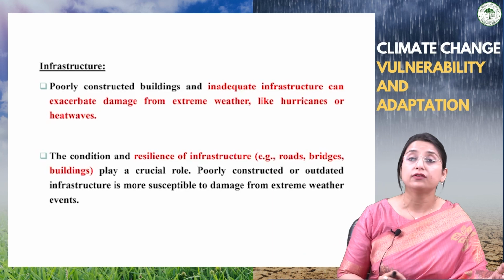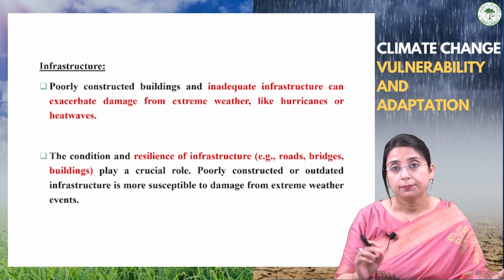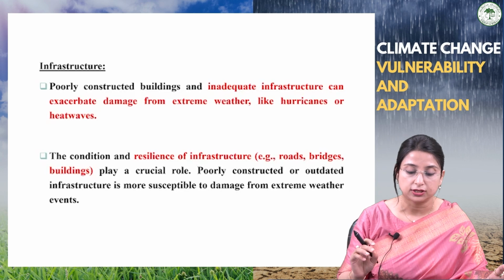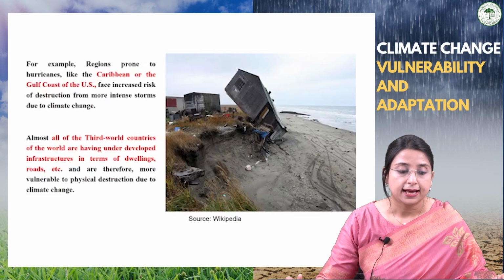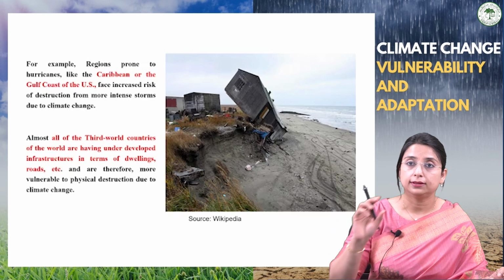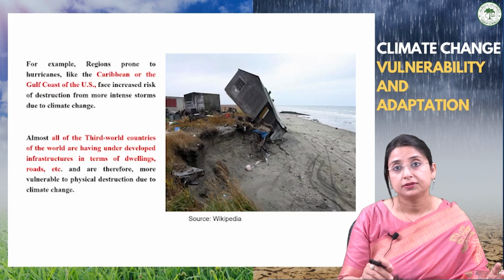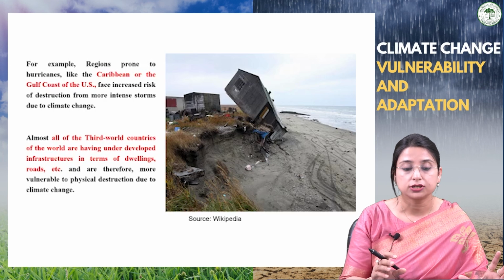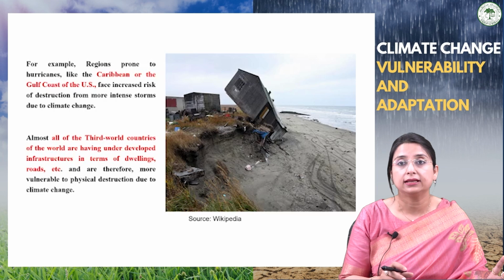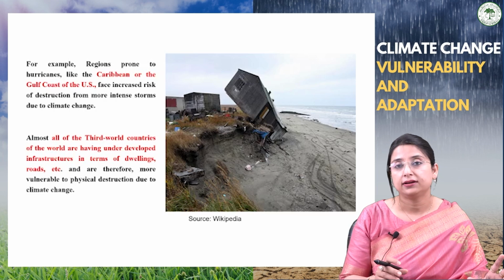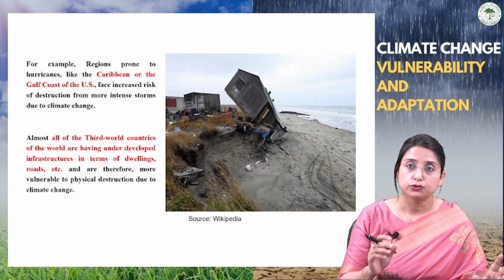The condition and resilience of infrastructure, for example roads, bridges, and buildings, play a very important role, because poorly constructed and outdated infrastructure is more susceptible to damage from extreme events. Here you can take the example of regions prone to hurricanes. One example I would like to quote is the Caribbean or the Gulf Coast of the US, which mainly face the risk of destruction from more intense storms due to climate change. The infrastructure here is either old or poorly designed and not made of strong material, so they face more intense risk from storms due to climate change.